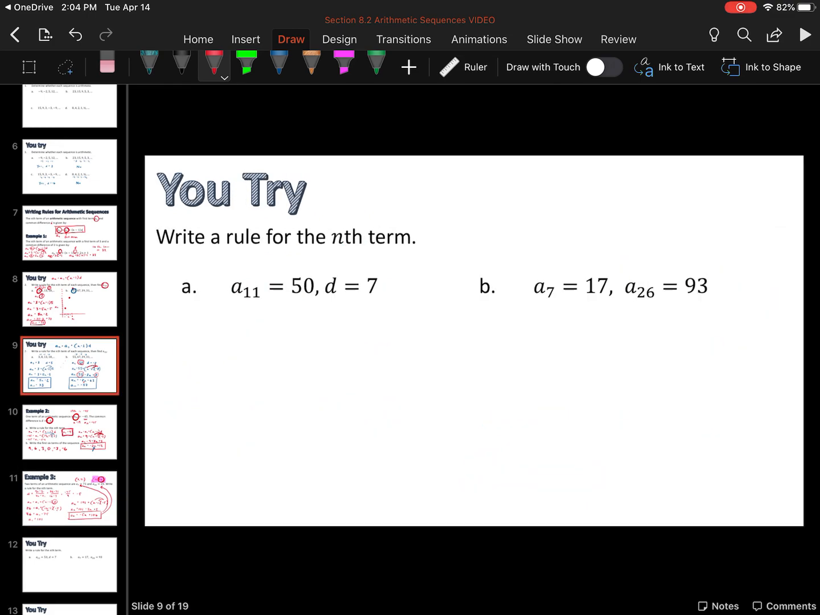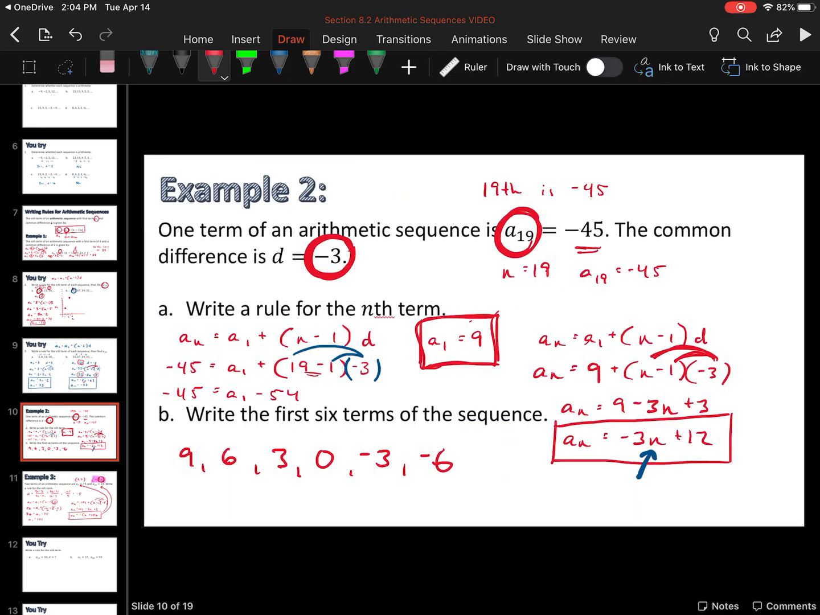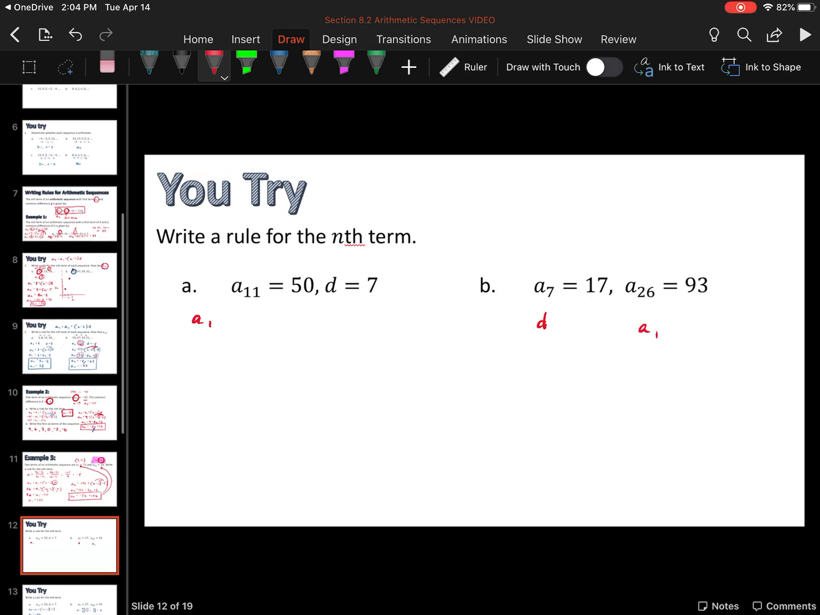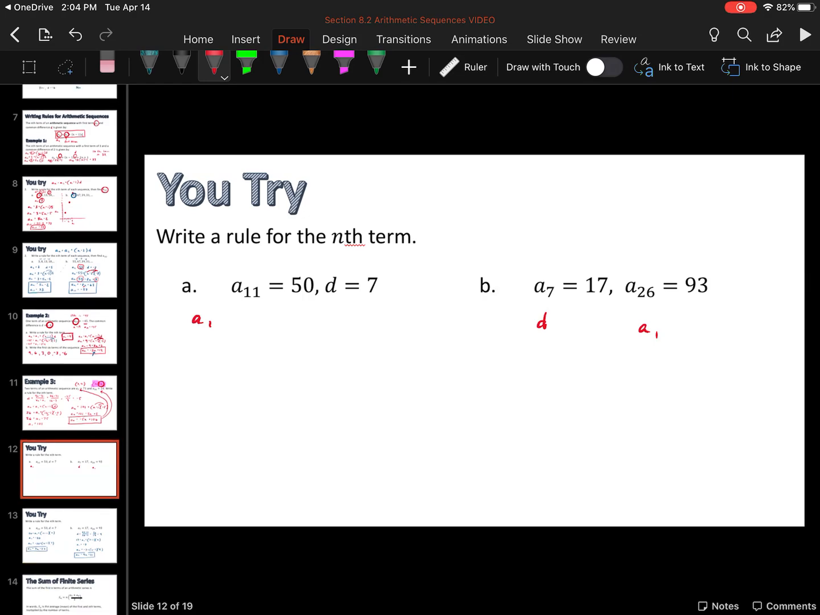For part A, you can look back at this example 2 that we did. For part B, you can look back at example 3 that we did. So make sure you have to find your a sub 1 first. For this one, you have to find your common difference first, and then find a sub 1. Answers are right here. If you're still unsure, go back and check how we did example 2 and example 3. Pause the video now, try these 2 out.